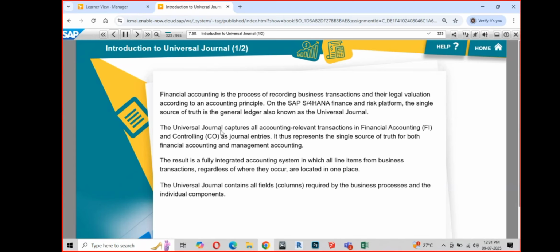This is about your universal journal. Regardless of where they occur, the transactions are located in one place. Fully integrated accounting system. Let us see what extra he has for us to say.